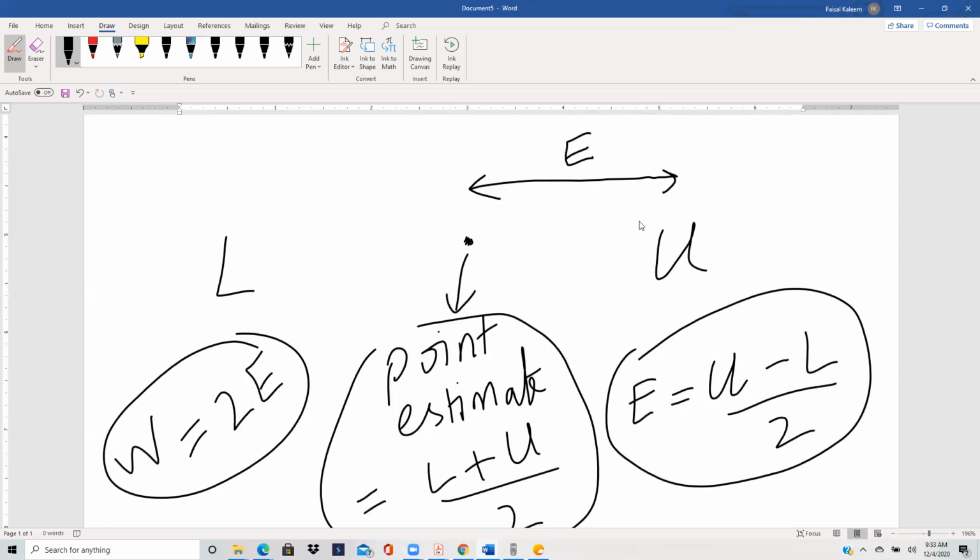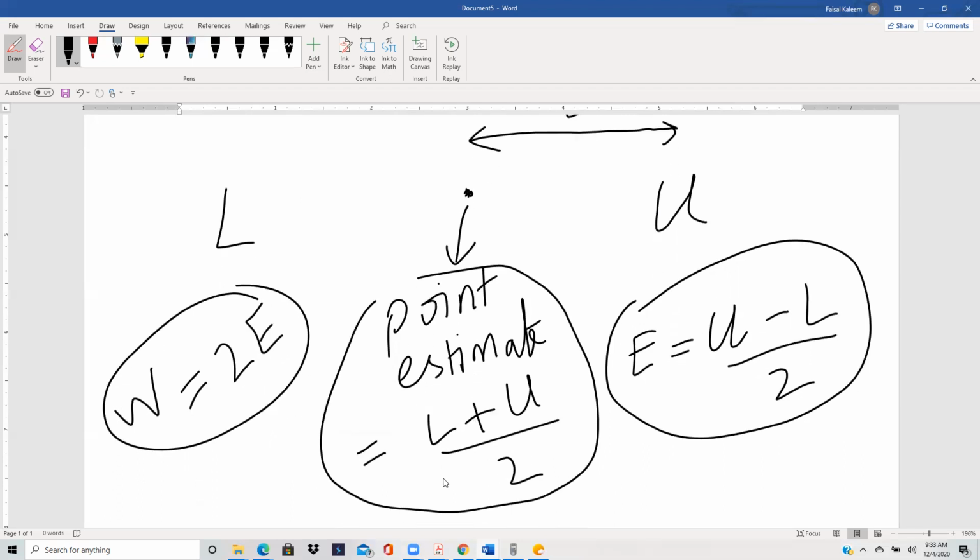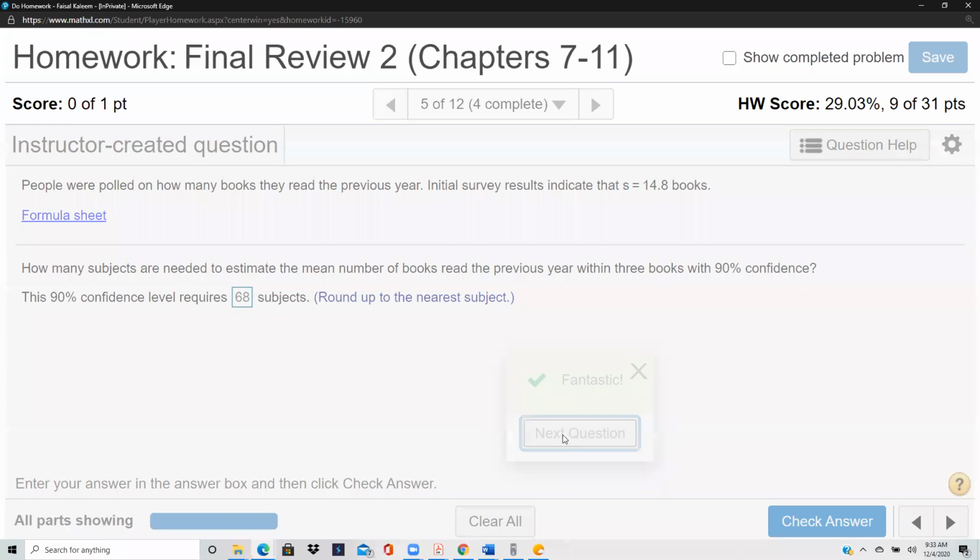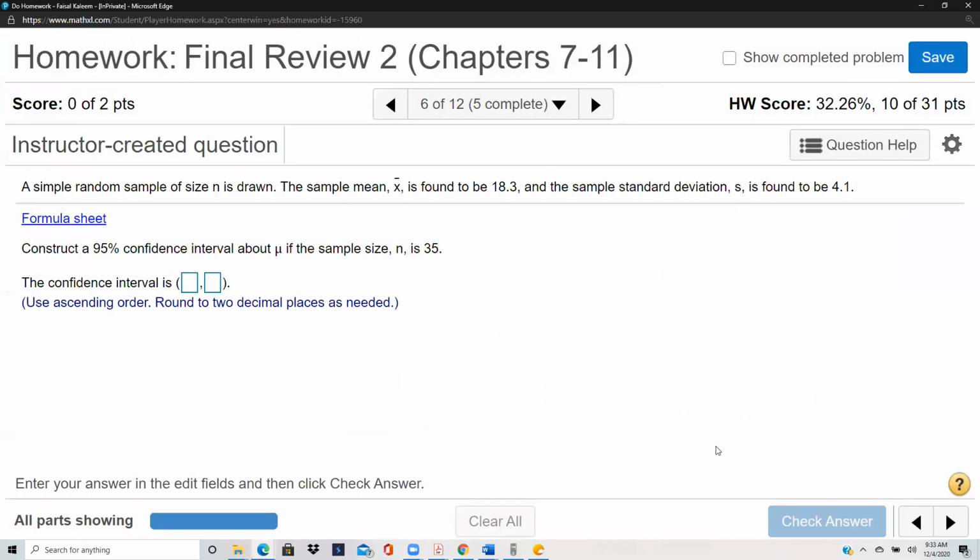See, once you have this picture in mind, this L and U and the point estimate in the middle and E like that, then even if you forget the formulas, you can recover them if you have the understanding. Okay, so what do we do here?